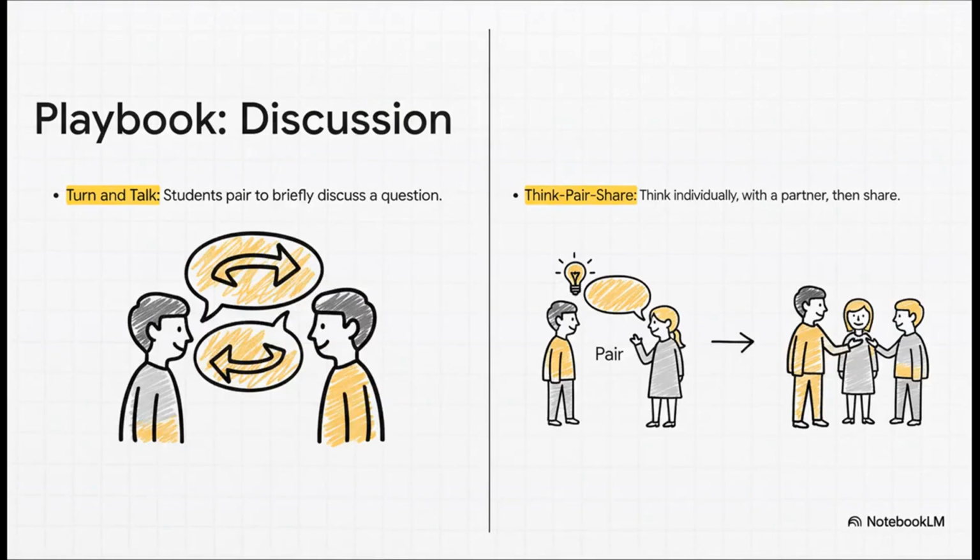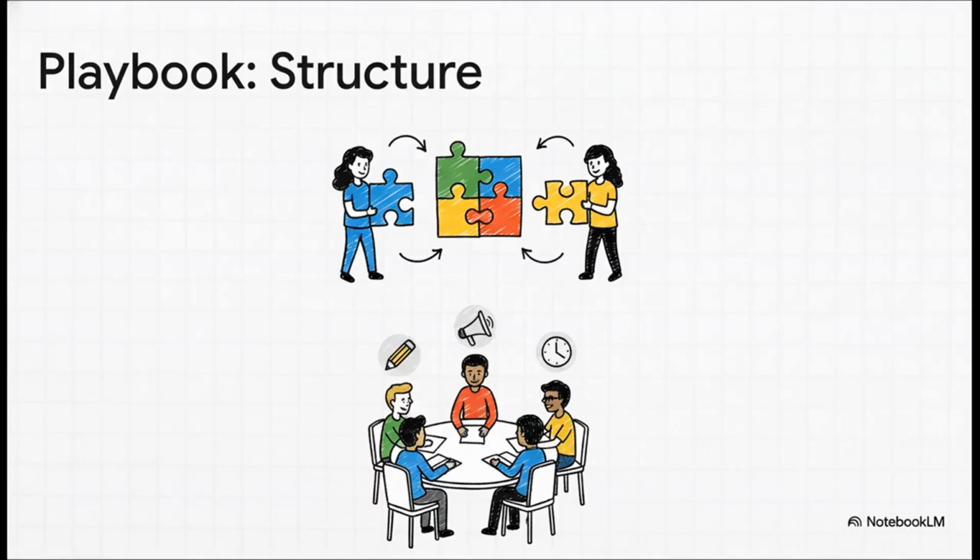Let's start with 2 classics, and they're classics for a reason. A quick turn and talk is amazing because it gives every single student a voice. And think, pair, share, well, it adds that crucial individual thinking time before the talking starts, which almost always leads to deeper, richer conversations.